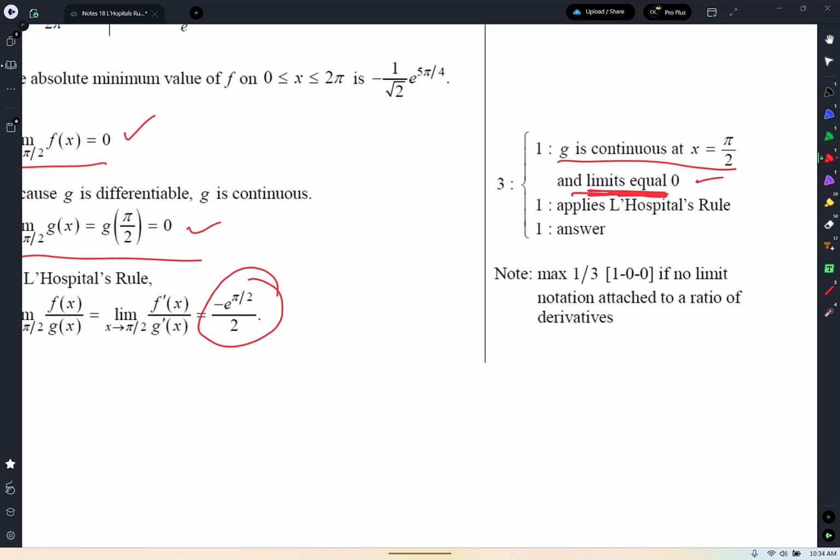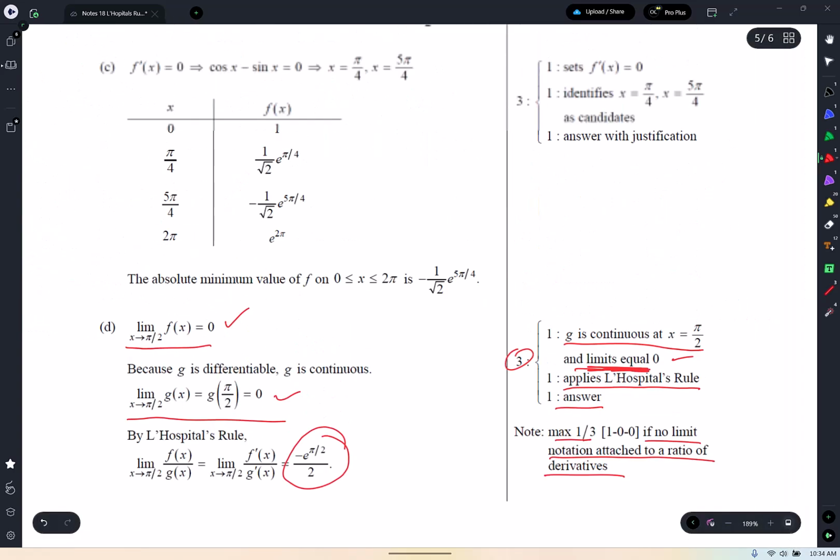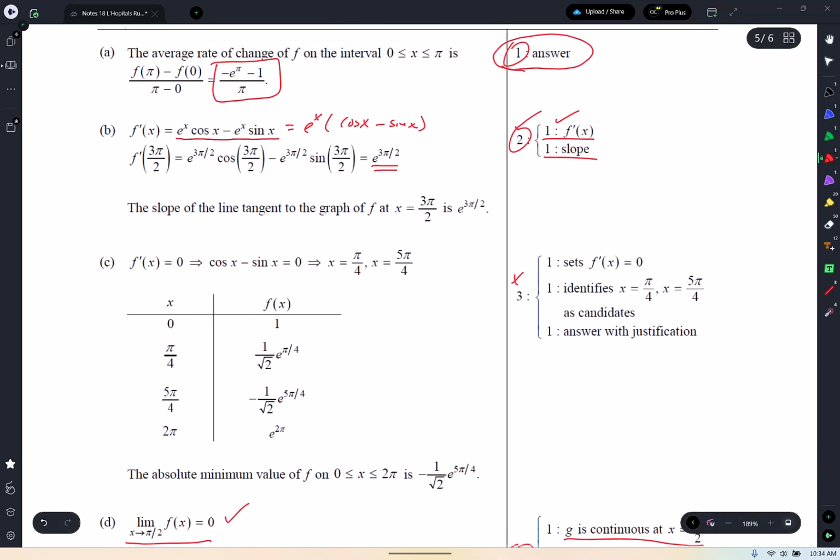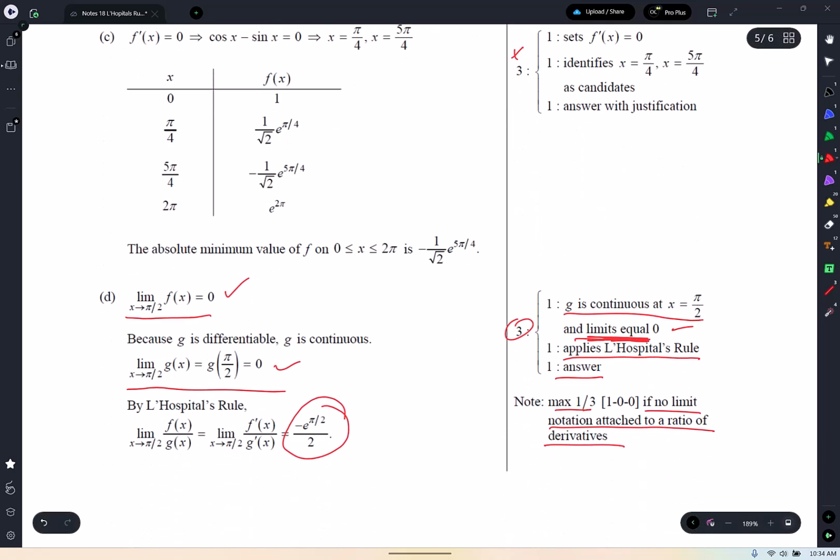We found where the limit equals 0 for that one. We applied L'Hopital's rule and we gave the answer. Notice the little note: max 1 of 3 if no limit notation is attached to a ratio of derivatives. Just notice that. So look, we just did our first free response. We got 3 points. 3, 4, 5, 6. If you get 6 out of 9, you're in good shape. And we still haven't done letter C, but we don't know that yet. Cool or not cool? Okay, let's keep going.